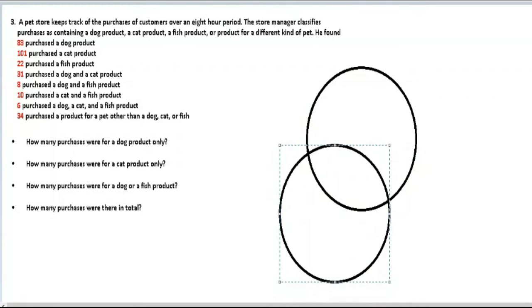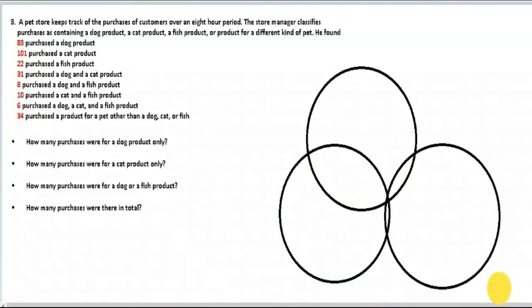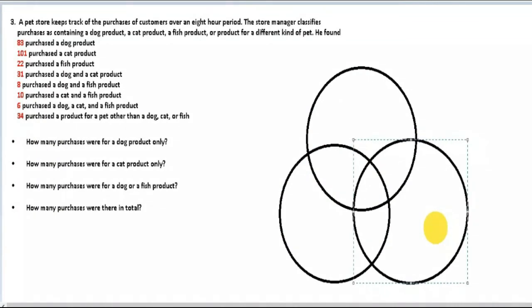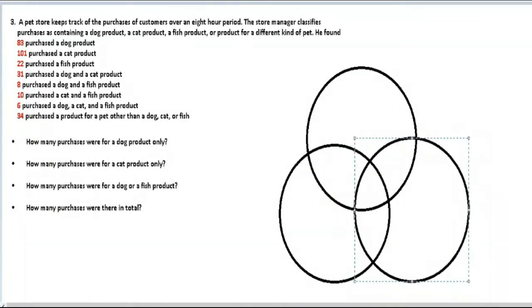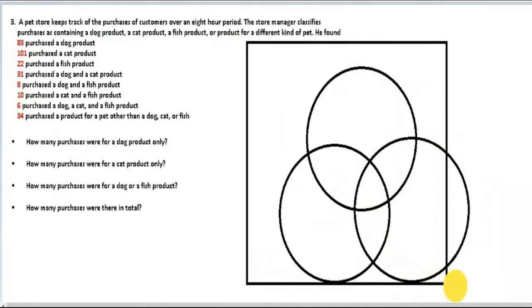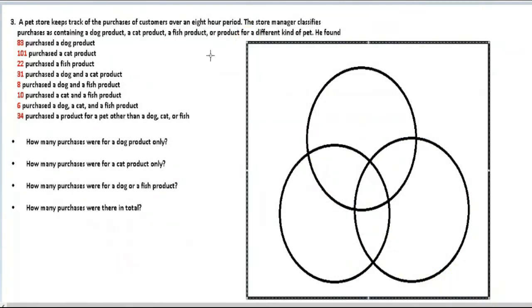Okay, 1, 2, and 3. Three overlapping circles. And don't forget to enclose that by using rectangle. Okay, so let us name our circles. Dog will be represented by letter D. Cat, that is C, and F for fish. And outside of that, three circles will be our universal set.